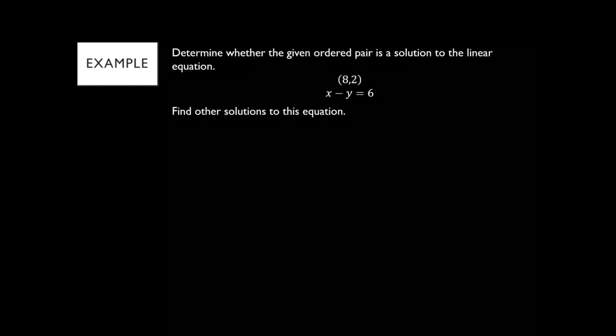Now remember that the variables are in alphabetical order. So the first one is going to be x, and the second one is going to be y. And then we're given an equation, x minus y equals 6. So to determine if it's a solution, you plug those values into your equation, follow the order of operations, and see if you get a true statement.